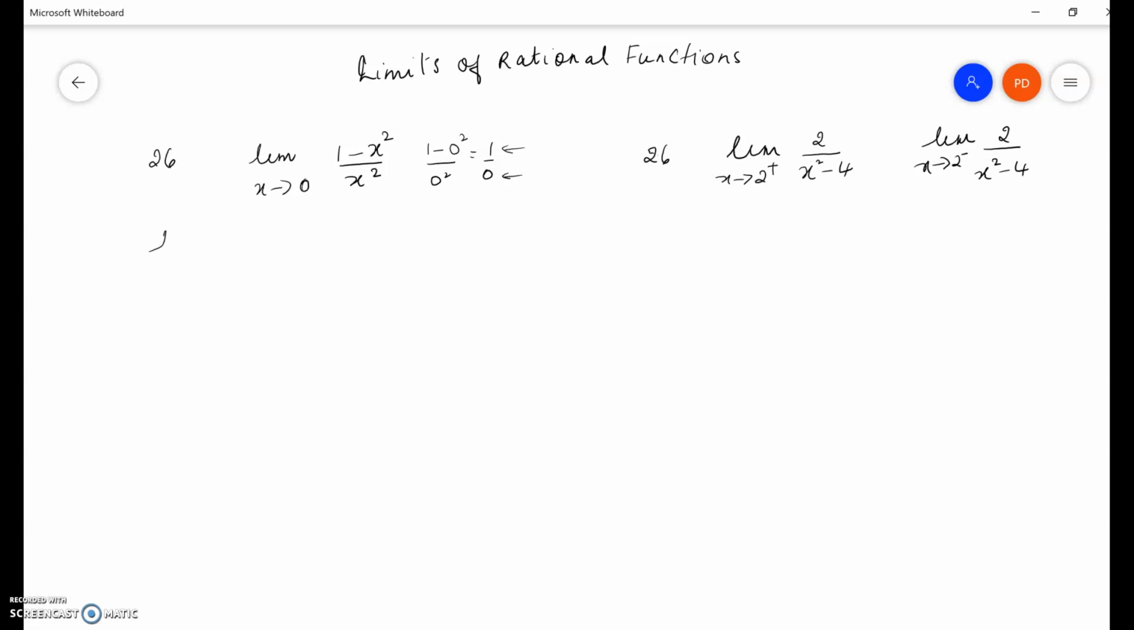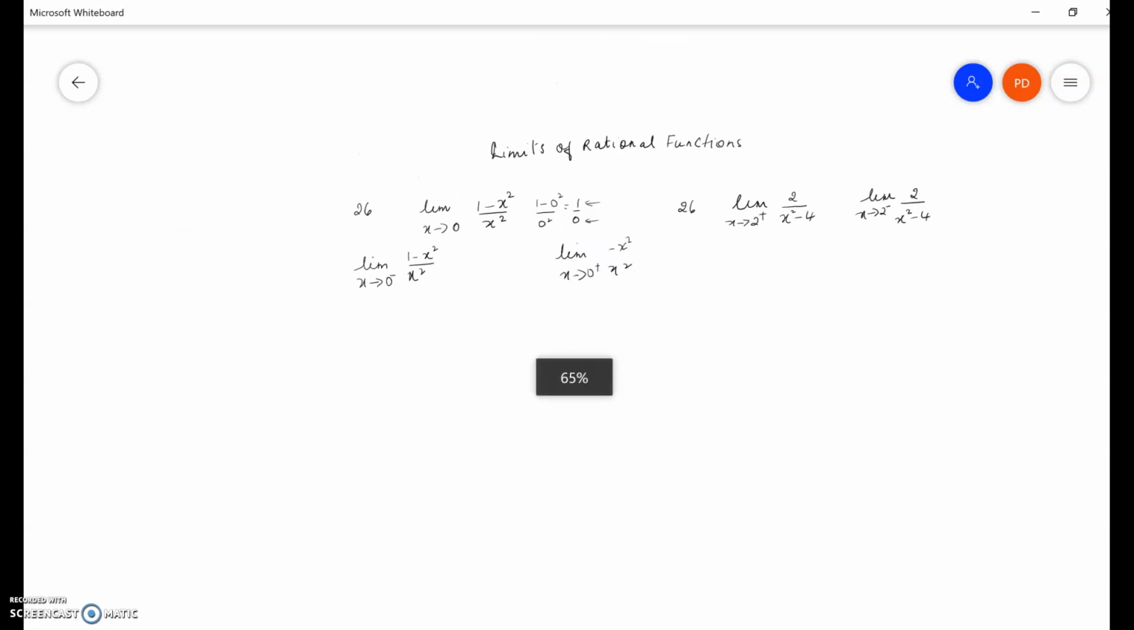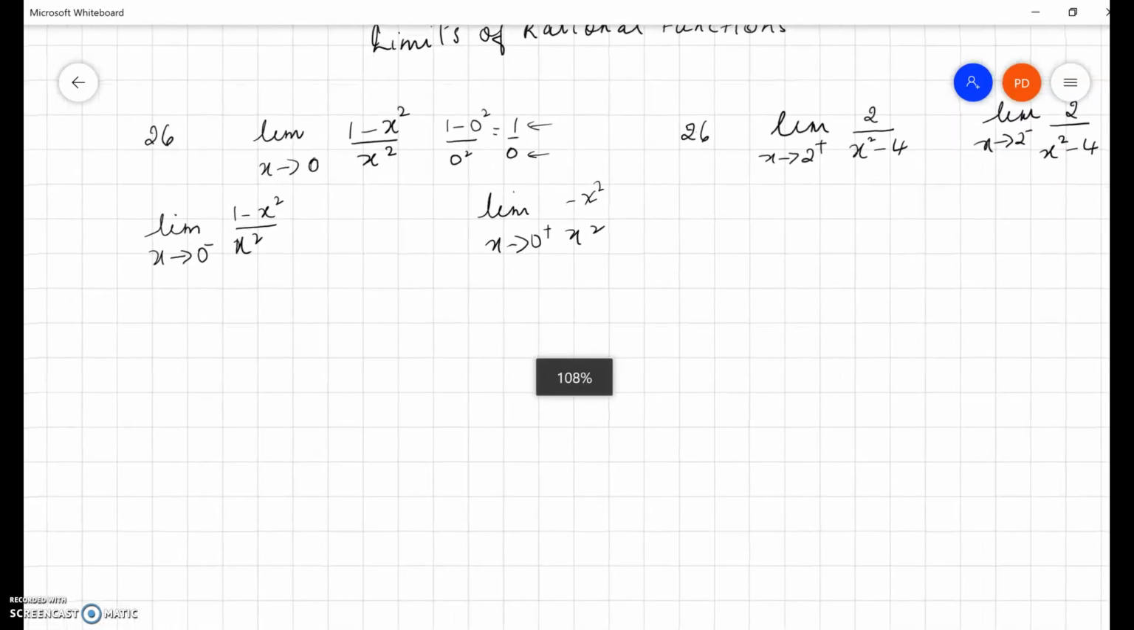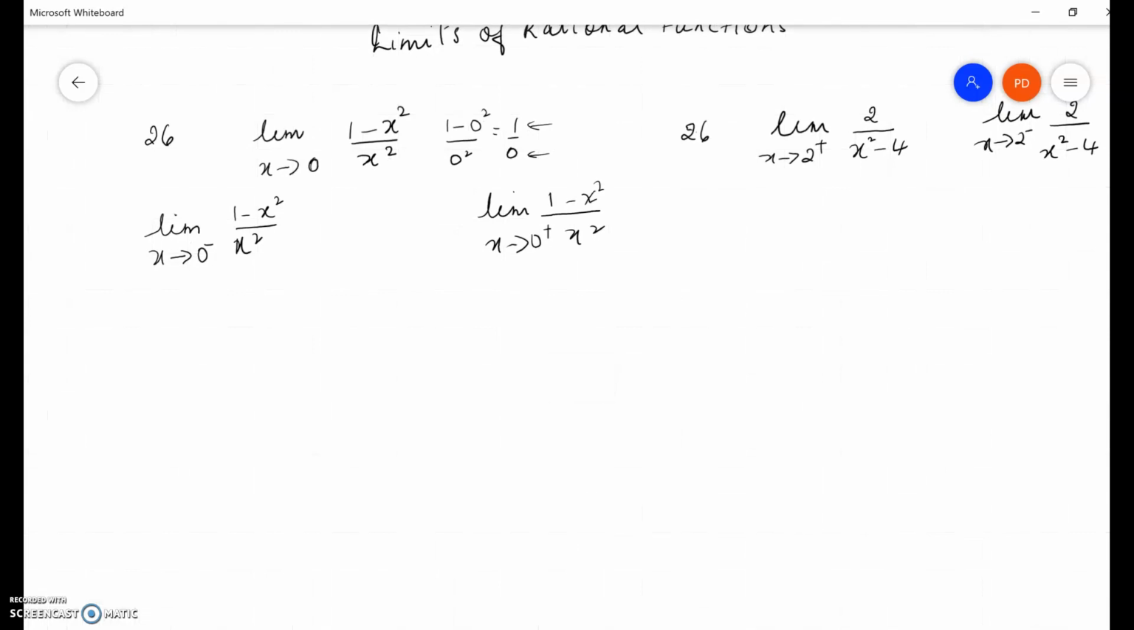Now, in order to find the limit as x approaches 0, and you know there's an asymptote, you need to find two different limits. One as we approach 0 from the left, and one as we approach 0 from the right. So that's 1 minus x squared over x squared. So 0 from the left and 0 from the right. Okay, so now let's look at this.